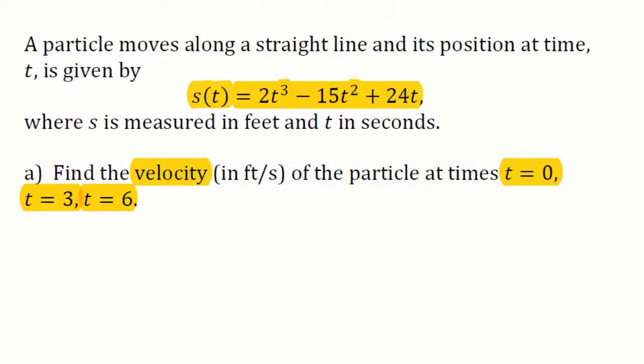Back to the problem itself, there are three different time instants given here: time equals 0, time equals 3, and time equals 6 seconds. These are all amounts of time after the starting point. You can think of t equals 0 as how fast it's going right at the instant the particle starts to move. And now, this term velocity, what exactly is that?